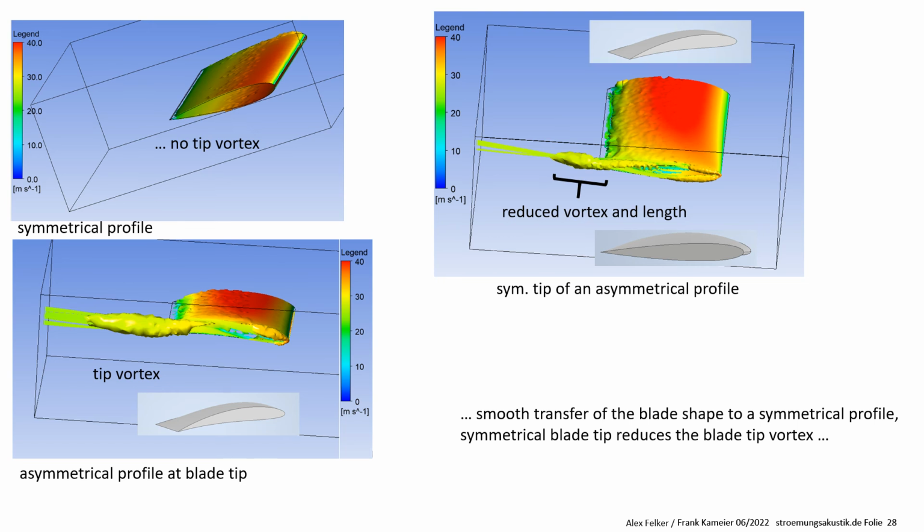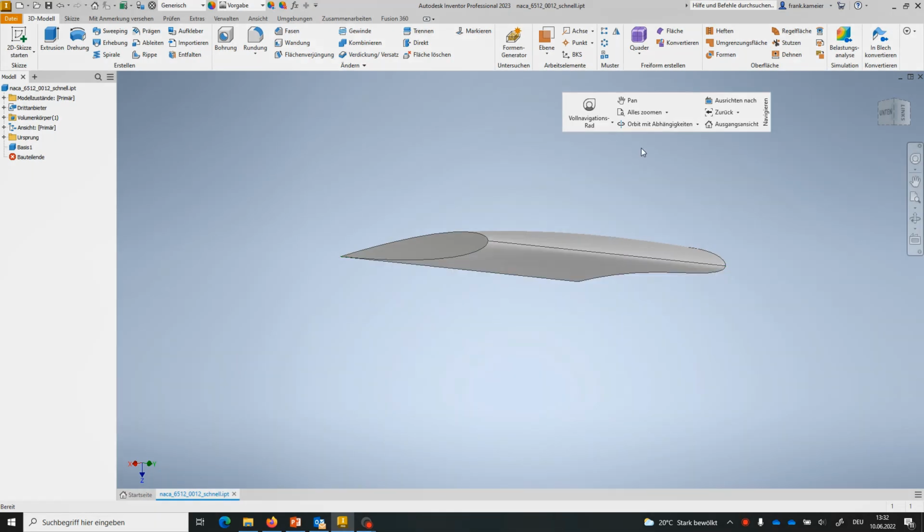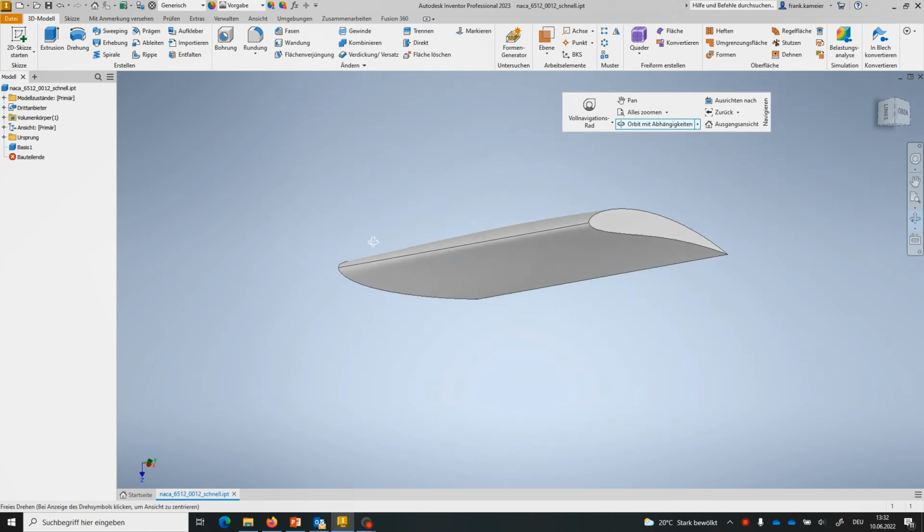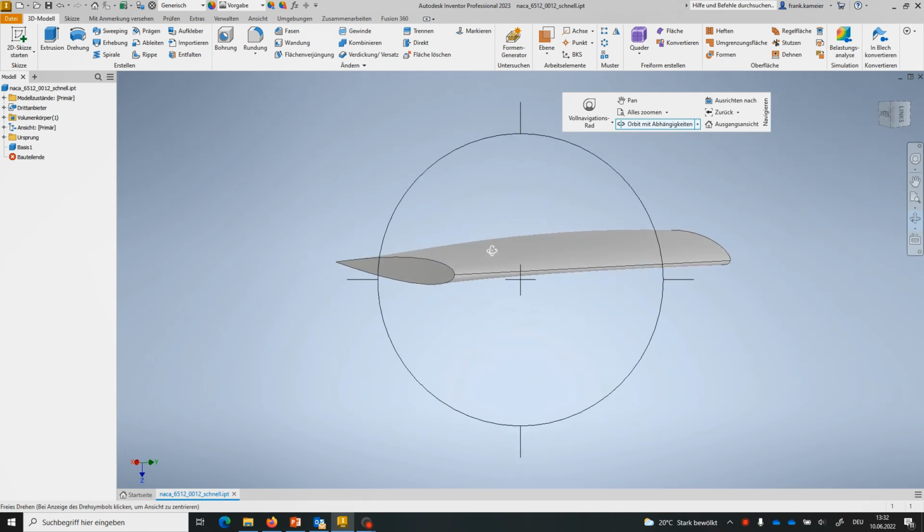Then I tried to go from the symmetrical profile without lift and without a tip vortex to the non-symmetrical tip with vortex, and I investigated a continuously changing profile from the symmetric to the asymmetric profile, and that reduces the vortex length. So that is the right way, this smooth transfer of the blade shape, which is shown here again. The symmetrical side, the non-symmetrical side, and the design has to be something like that.